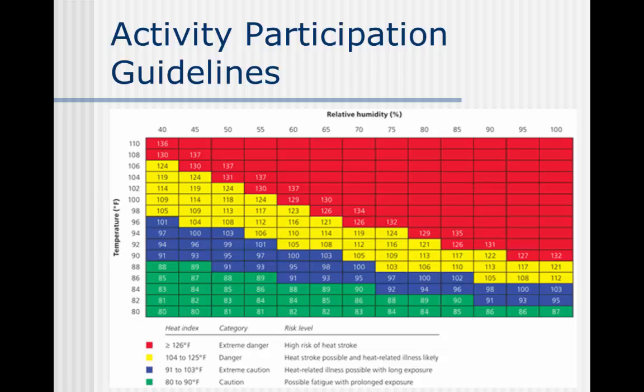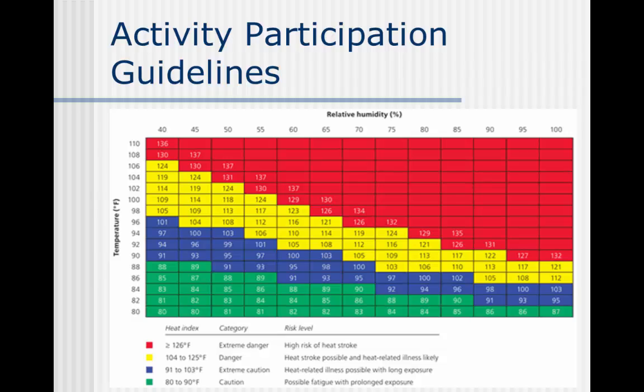protect young athletes. The wet bulb globe temperature, which takes into account temperature, humidity, and radiant thermal energy, is the preferred method for assessing weather conditions that precipitate heat-related illnesses. However, it may not be readily available.